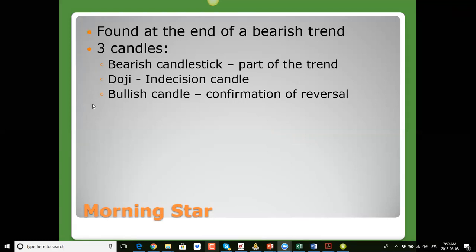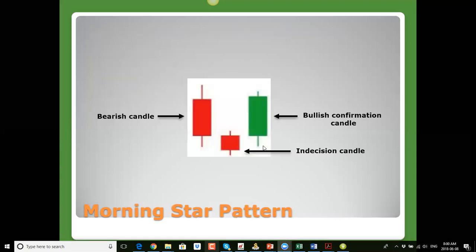Okay, again, it's made up of 3 candles. There is a bearish candlestick, which will be the first one, which is part of the trend. And then in the middle, we get a doji or an indecision candle, followed by a bullish candle. The bullish candle will confirm that our reversal is about to happen, and we have to wait for the bullish candle in order to take a trade. So this is what it looks like. We'll have a bearish candle. This will be the first one.